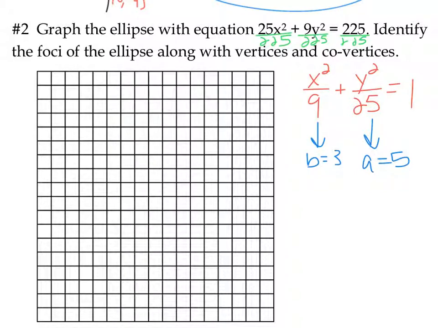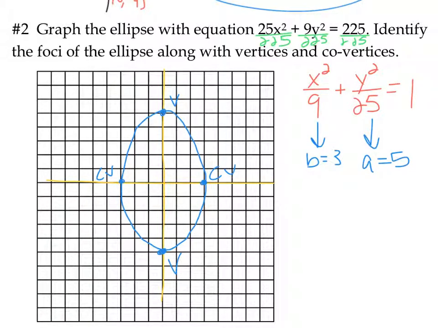All right, I'm going to draw in my coordinate grid here, and I'm going to count by ones. My a value of 5 is vertical, so it's going to stretch out vertically. So I'm going to go up to 0, 5, and then down to 0, negative 5. There's my vertex and my vertex. My co-vertices are going to be a distance of 3 away from 0. So that's my co-vertex and co-vertex. I could draw in an ellipse now. It goes through those points.